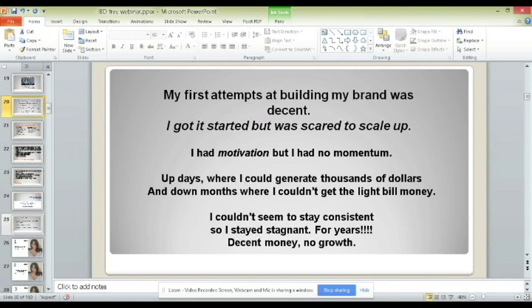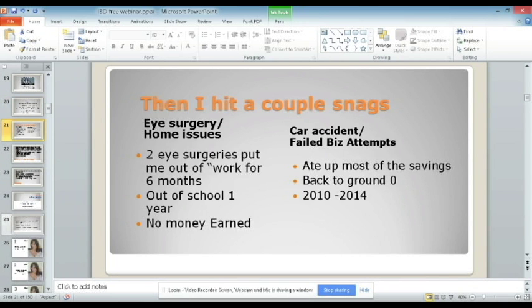I had up days where I could generate thousands of dollars and then down months where I could not even get the light bill money. I couldn't seem to stay consistent, so I was stagnant for years. I had decent money, but no real growth.